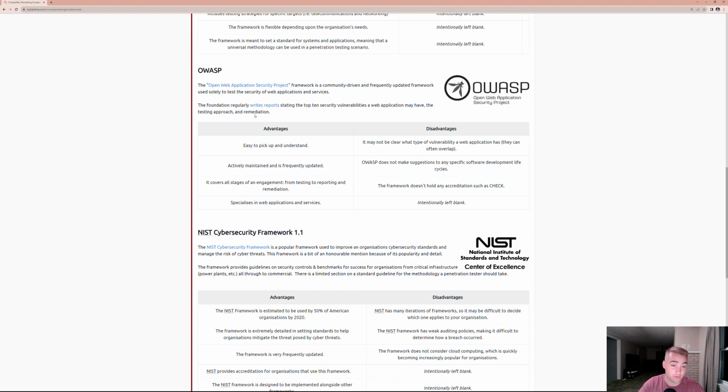It also covers the testing approach and remediation. The advantages are that it's easy to pick up and understand. It's actively maintained and frequently updated. It covers all stages of an engagement, from testing to reporting and remediation.